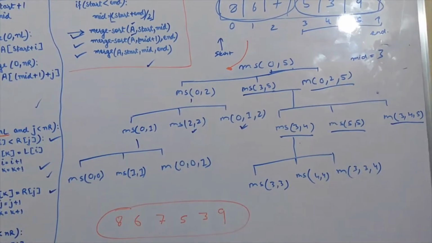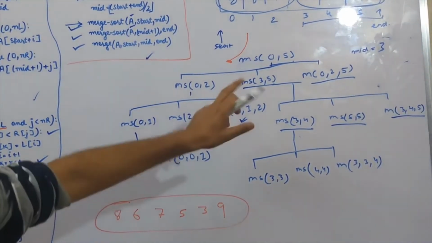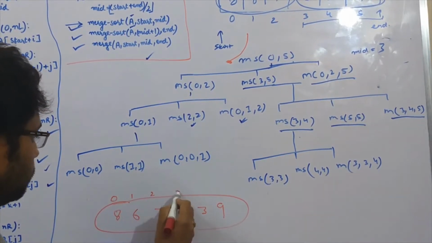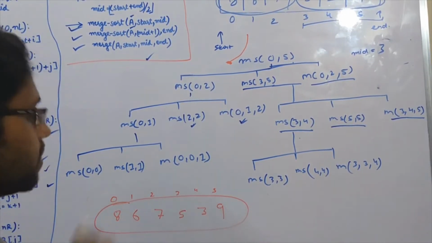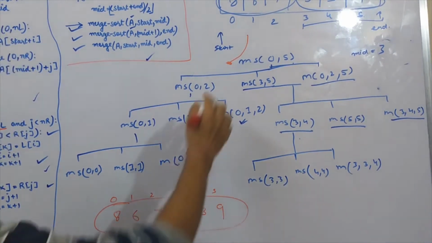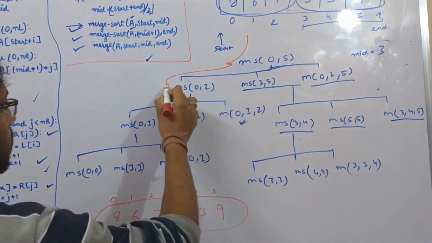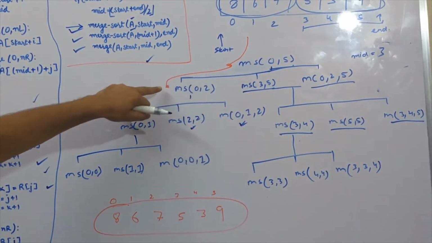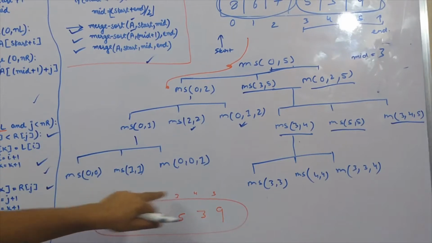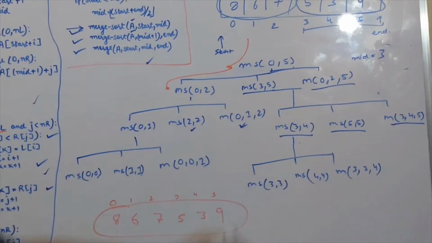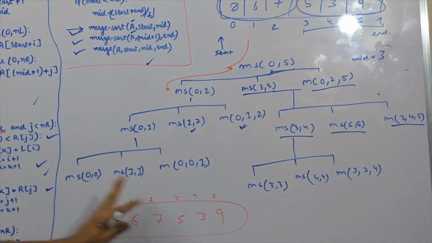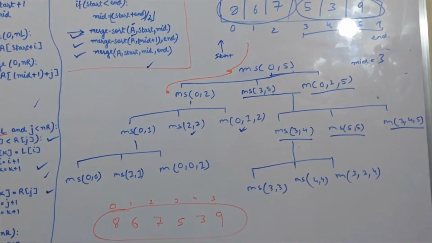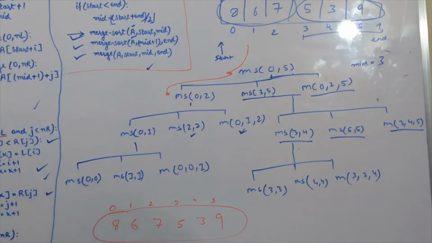So the merge sort procedure is called from 0 to 5. Next, 0 to 5 is calling the merge sort procedure. I am going to go from top to bottom and from left to right. First you have to cover from top to bottom, and you have to go left and then upward. So you will see and understand.